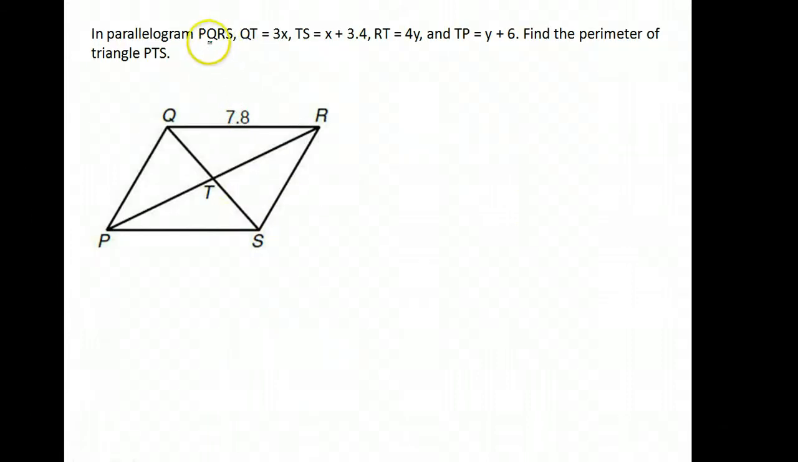All right, in the parallelogram PQRS, QT is 3x. So let's label it as you go. TS is x plus 3.4. RT is 4y, so from R to T. And TP is y plus 6. Find the perimeter of triangle PTS.